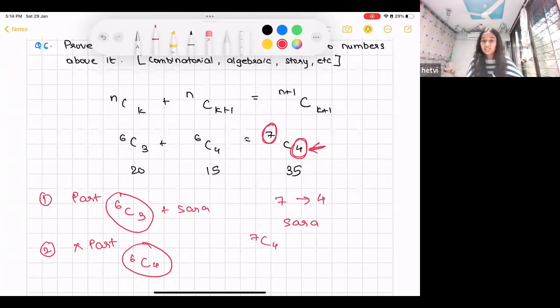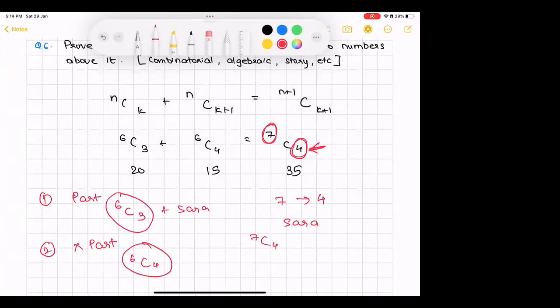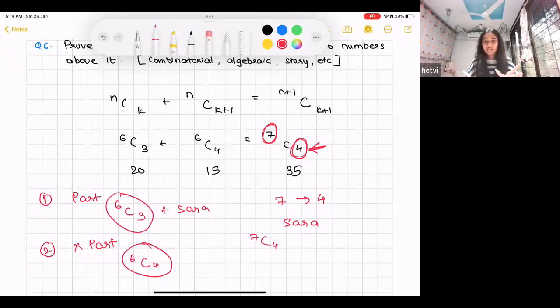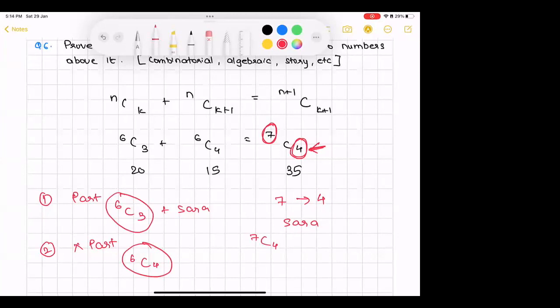Did everyone understand this? Yes. So we didn't actually do any math. We just made up a story. Now, once again, can you please explain this in general?